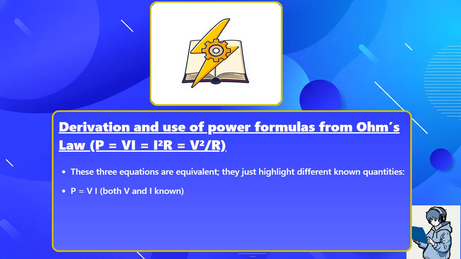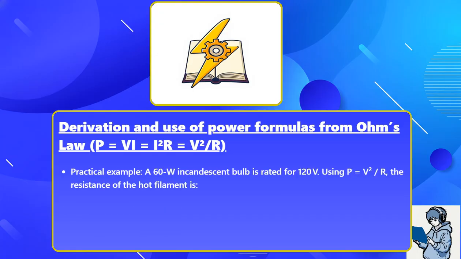P equals VI, both V and I known. P equals V squared over R, V and R known. P equals I squared times R, I and R known. Practical example: a 60-watt incandescent bulb is rated for 120 volts.